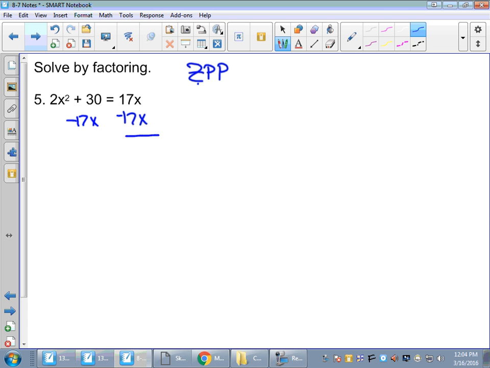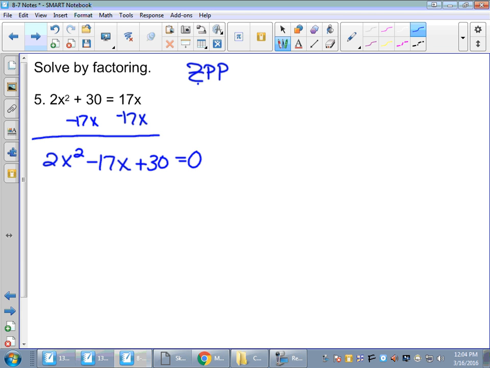When I subtract 17x from both sides, there's nothing on the other side, so I'm going to put it in the middle of those two terms. 2x squared minus 17x plus 30 equals 0. I took care of the Z.